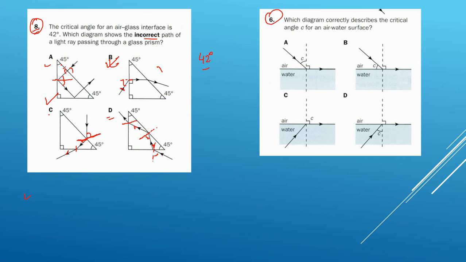Now question number 6: the critical angle for the air-water surface. Always remember, whenever you talk about the critical angle, it is the angle of incidence in the denser medium. So here, what is the denser medium? You have options C and D. If you look at option C, which one is correct? It is correct because the angle of incidence is in the water and the refraction is 90 degrees. So option D is correct.